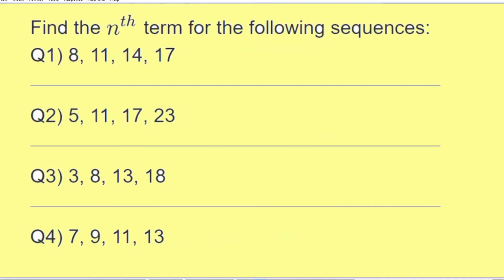Okay, leading on from that, we are going to be able to find the nth term. So the nth term is how we find any number in a sequence. So here we've got 4 numbers, and we're going to find the nth term, which is going to allow us to find any other term in that sequence.